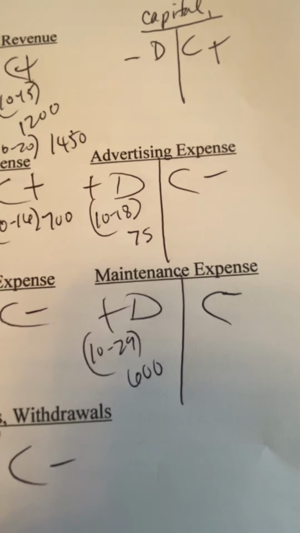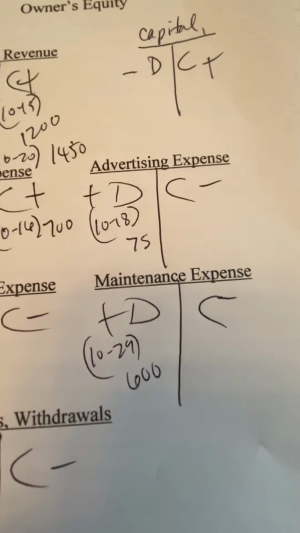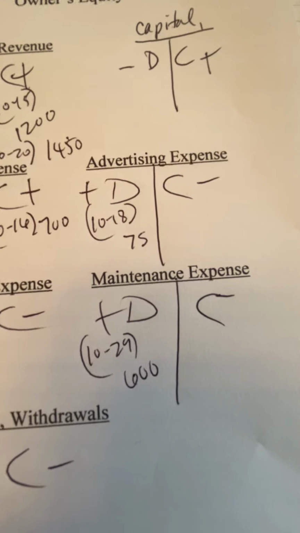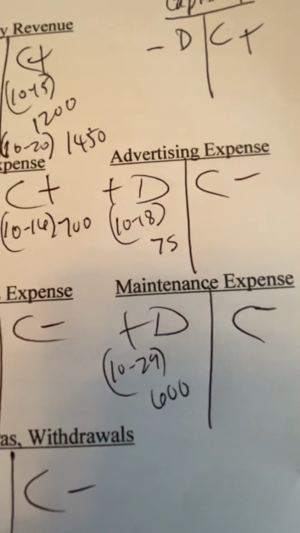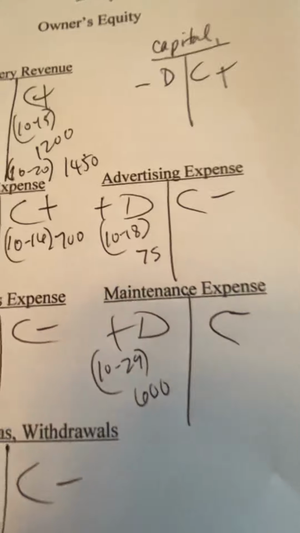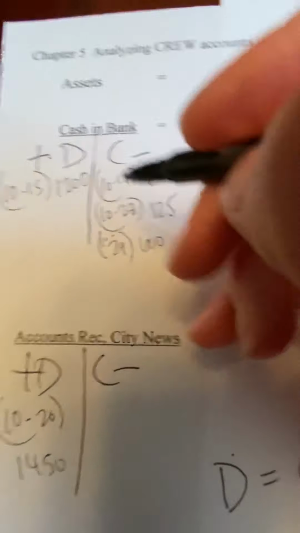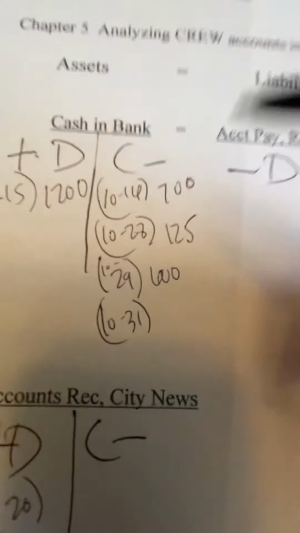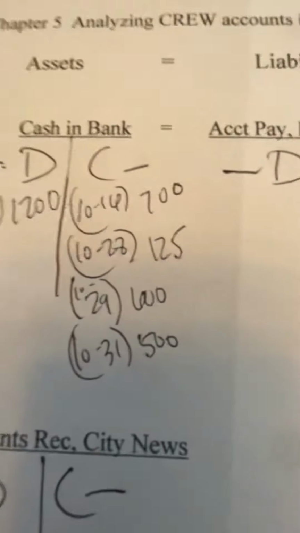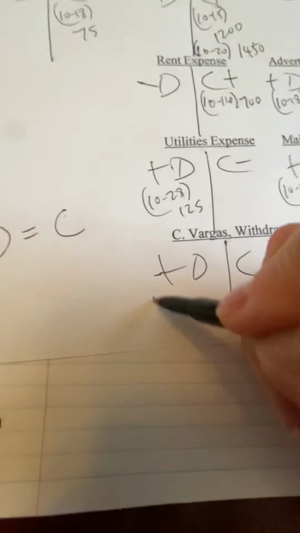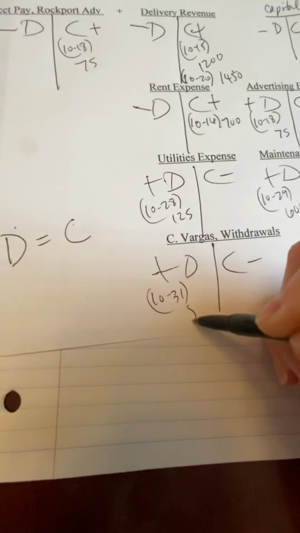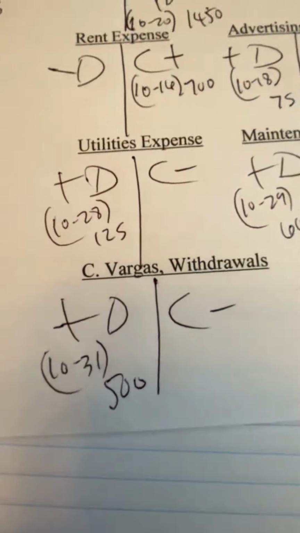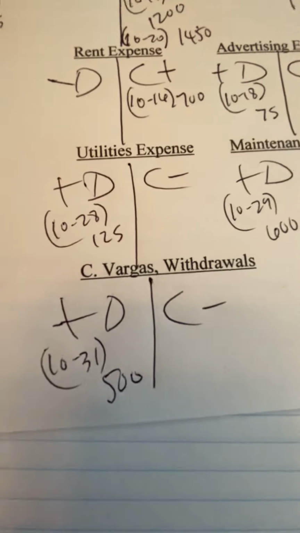The owner, Krista Vargas, wrote a check to withdraw, let me see how much, $500 cash for personal use. So it's Halloween. On Halloween, she withdrew $500, so we're crediting cash. And then we're going to go down to the withdrawal account. Our withdrawal account is credited $500.